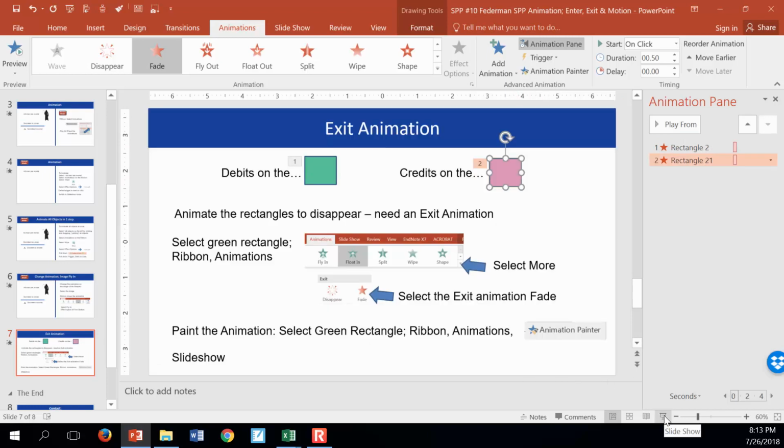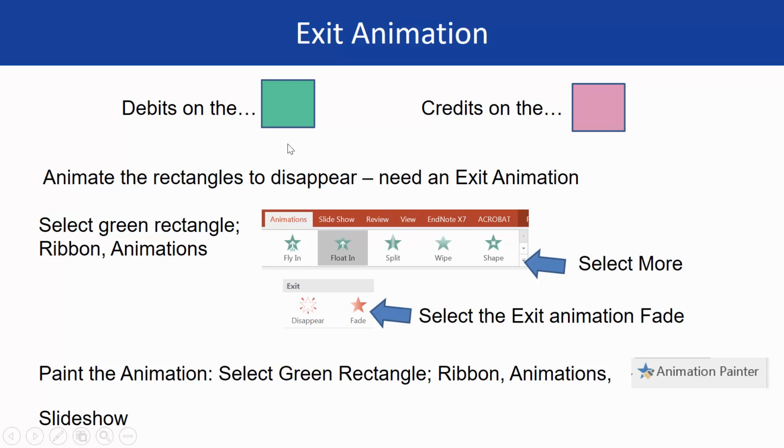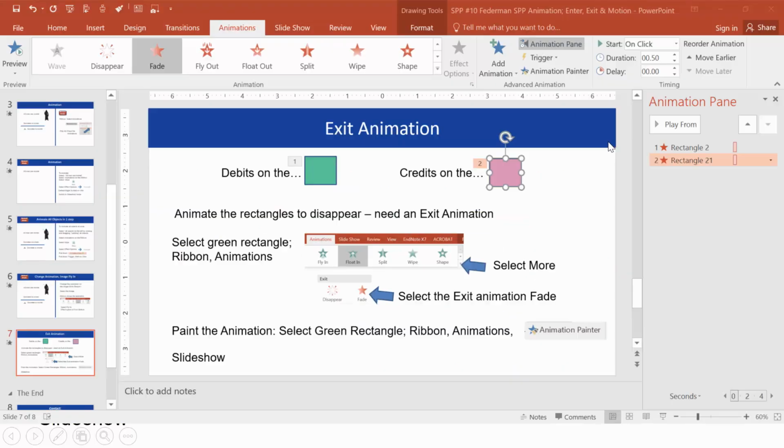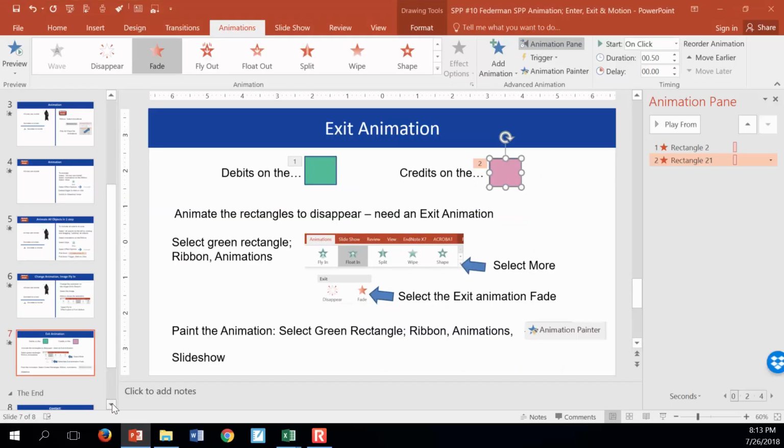Let's go to slideshow mode. Debits are on the left, and now I'm going to click. Credits are on the right. I animated shapes to disappear.